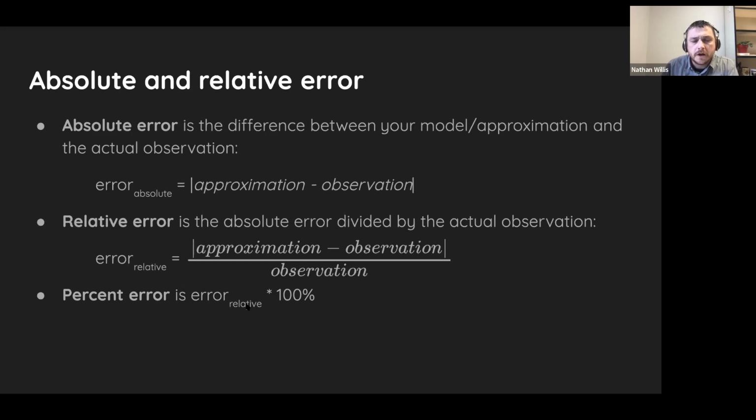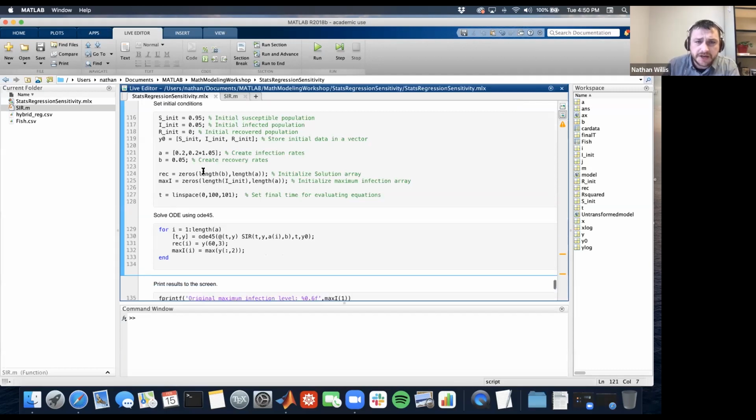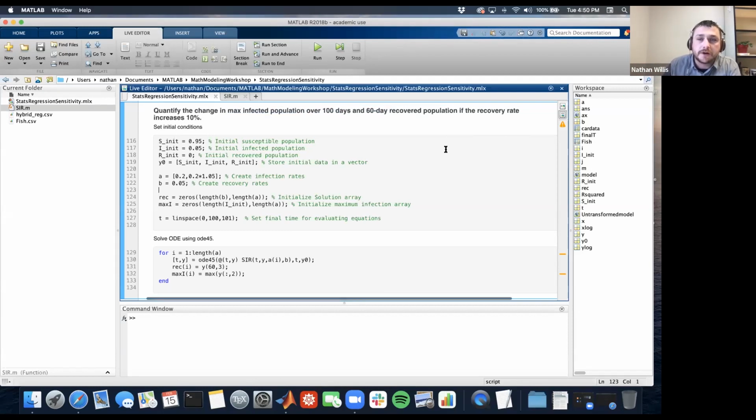Okay. So let's do this over here. Right, here's our same example, same initial populations. Now we're just going to test two different A's. So I have that A is 0.2 and A is 0.2 times 1.05. So I'm increasing the infection rate by 5%. And we want to say, what does this do to our model, right? So we're going to test two different things. We're going to test the max infected population over 100 days. So what was the most people that are ever infected at one time? And the 60-day recovered population.